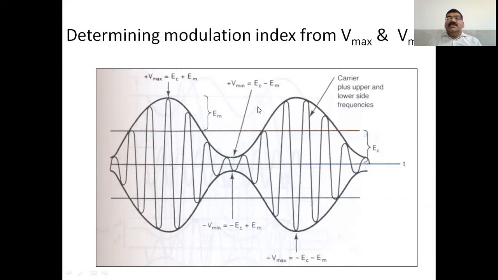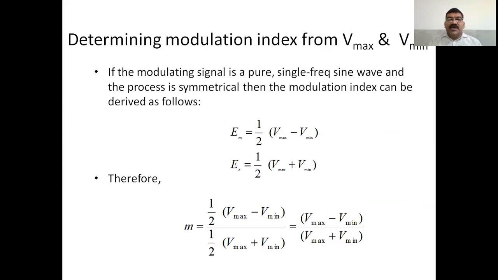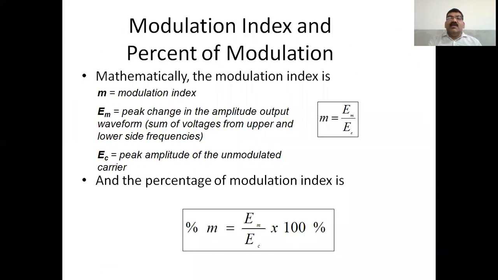So what is given? EC is given or EM is given? Anybody can tell me what is given in the numerical? EC is given, EM is given, or Vmax is given and Vmin is given? Here you can note down this formula, Vmax minus Vmin upon Vmax plus Vmin. And if it is EM, then this formula, that is m equals EM by EC, modulating signal divided by the carrier signal.